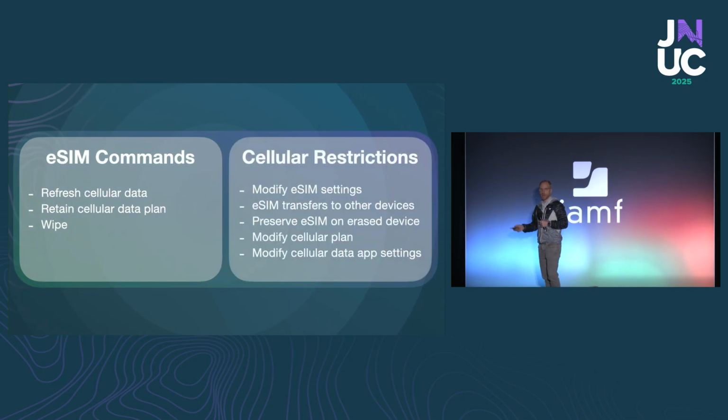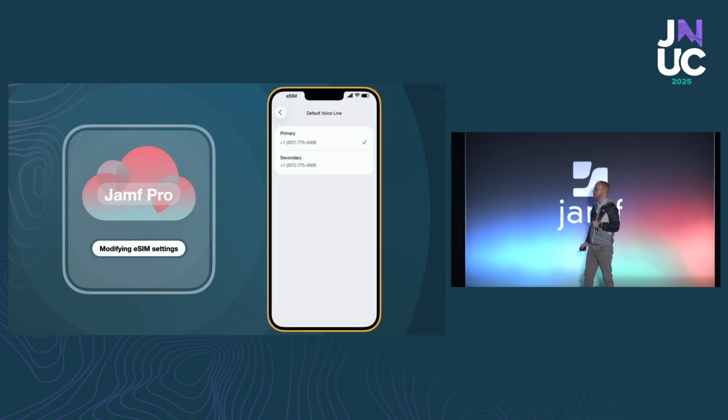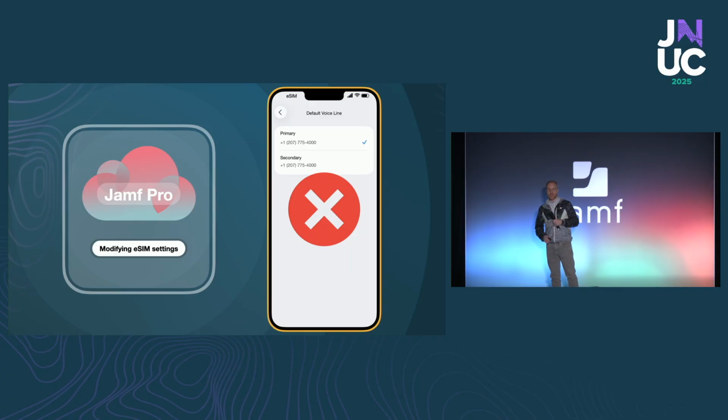These join the cellular restrictions that we have. These are restrictions that apply both in a SIM context, but as well as an eSIM context. And let's just run through these real quickly. Some of you are probably familiar with what these are, but modify eSIM settings. So here's an example where a primary phone number has been established. We can apply this restriction, and that will prevent changes in those instances.